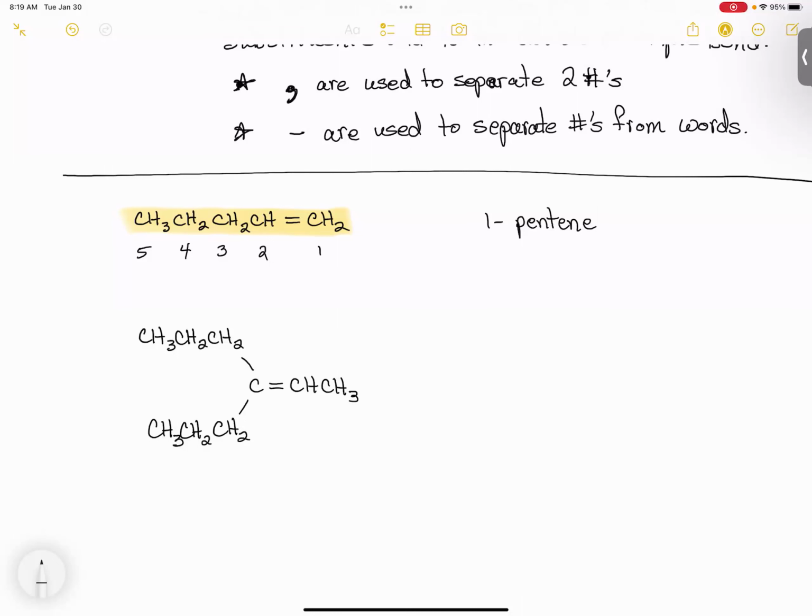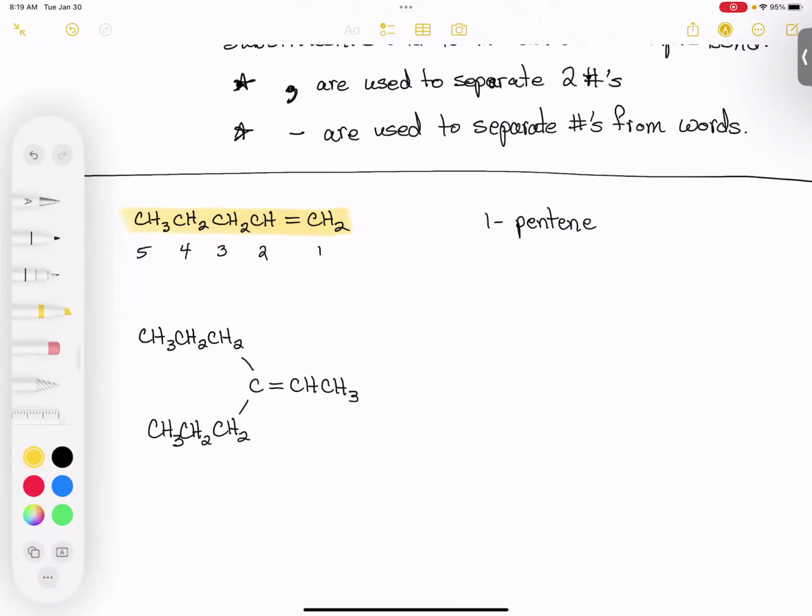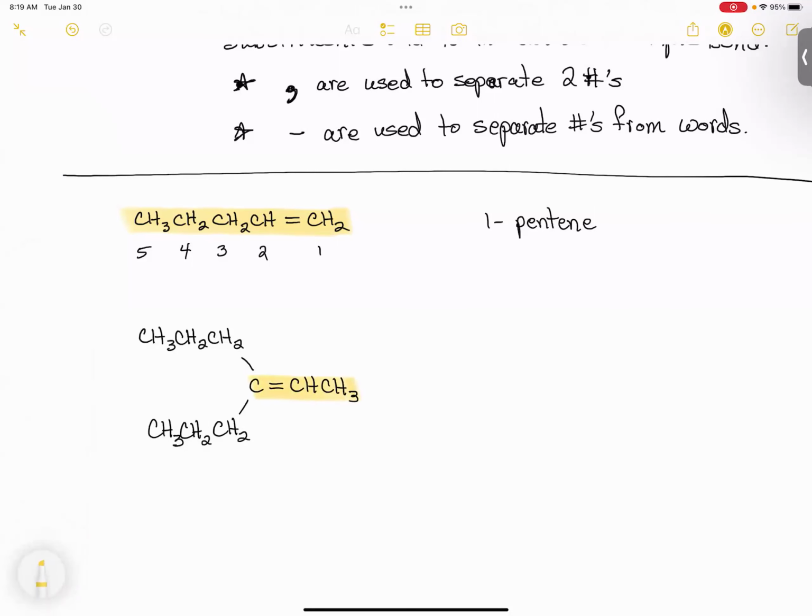Step number 1 is to find the longest chain with the multiple bond. The longest chain with the multiple bond, we could go either north or south on this because both of those branches are the same. But it had to be this.